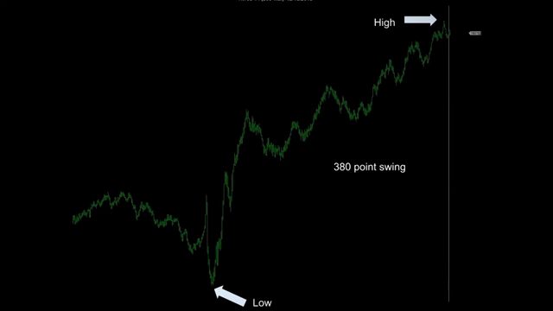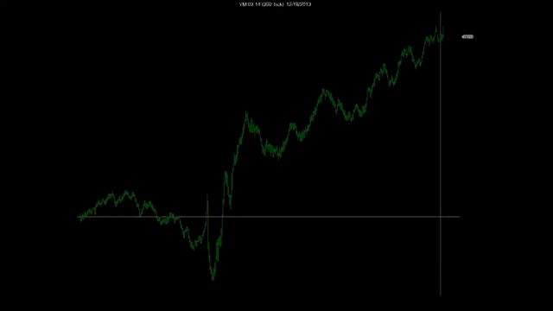Okay, let's get started. The first component I'll show you is the baseline. This solid yellow line is the baseline, the midpoint of the eGrid. Derived from the most reliable data the markets provide, volume at price, the baseline is the foundation of the eGrid.